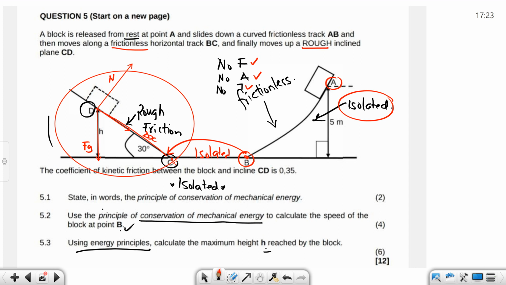Okay, where were we? Trying to find delta x. Do you notice that it's a right angle triangle? I have h, I have delta x, and I have 30 degrees. What is sine 30? Sine 30 is opposite over hypotenuse. And what is sine 30? Half. Equals h over.